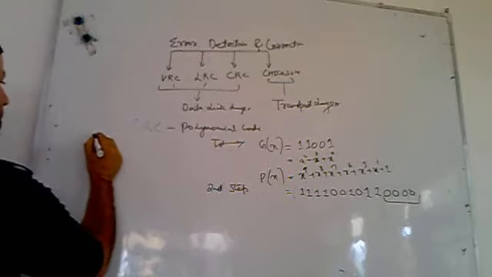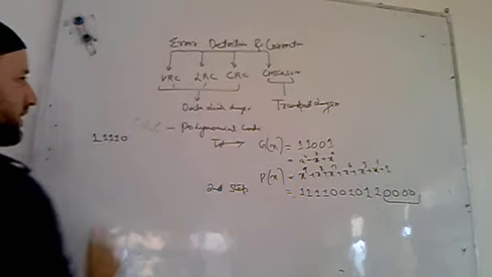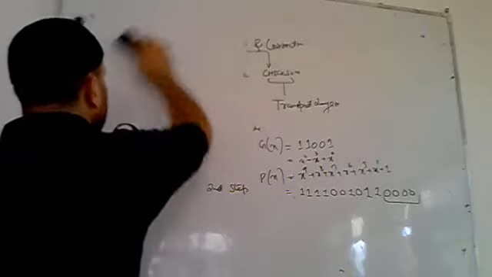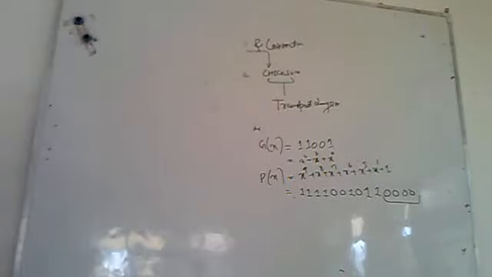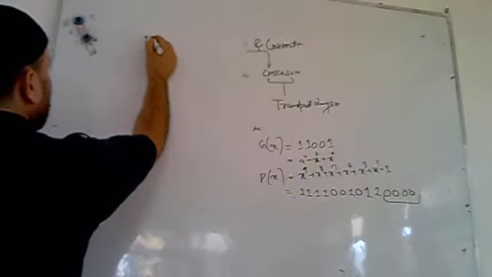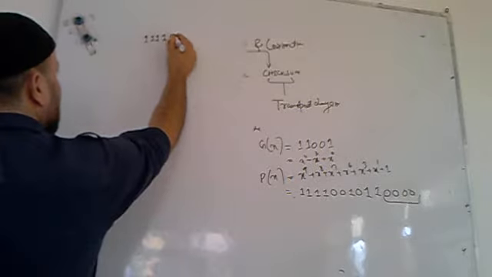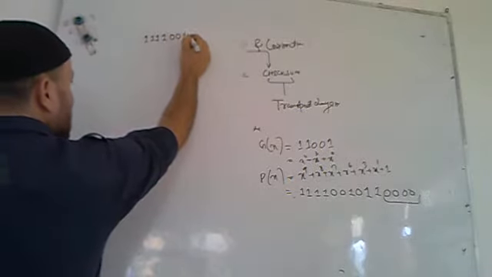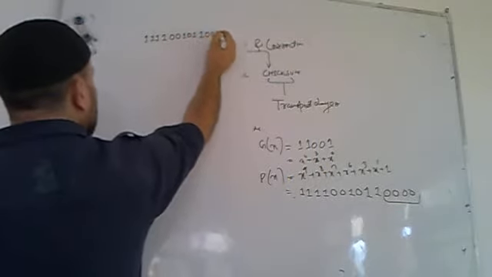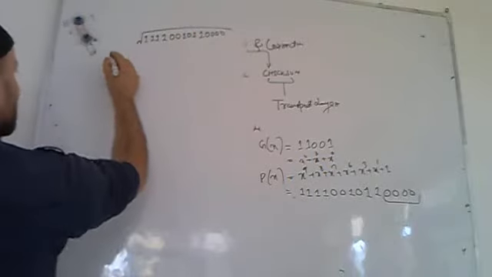I will write this as 1, 1, 1, 1, 0. So let me rub it and do it quickly because it will be bigger. 0 0 1 0 1 and 1, definitely 4 zeros will be of g of x. What is g of x?